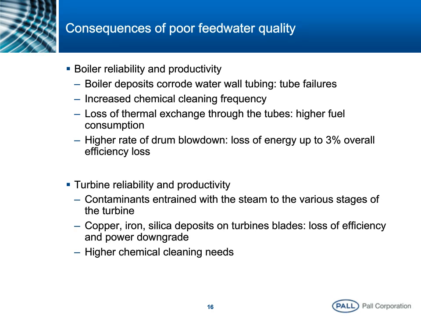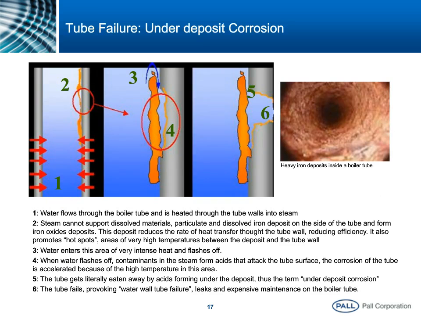As a quick example of one of those well-known phenomena, I'll just want to show you a slide talking about what we call under-deposit corrosion, which is the corrosion of the tube surface under an iron deposit on the tube. So the sequence is well known and fairly obvious. You start by depositing iron because iron comes out onto the side of the tube as the water boils away.